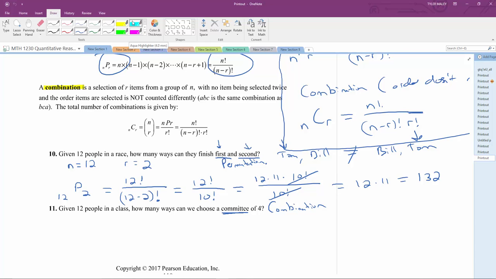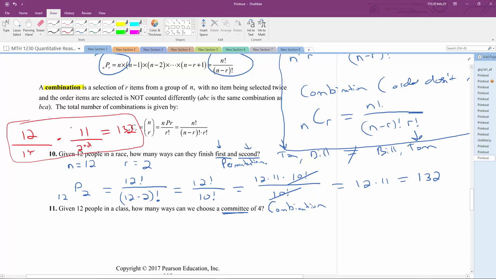And I can also think of this simply using the fundamental principle of counting, right? So if I have 2 options, first place and second place, then there are 12 people that can finish in first place. And then in second place there would be 1 less, because 1 person finished in first. So this would be 12 times 11, which is also 132. So we can think about this in terms of permutation, or this example could also follow using the fundamental principle of counting.